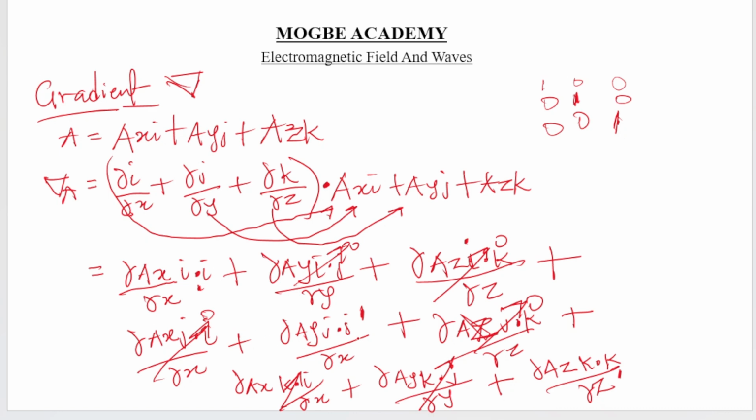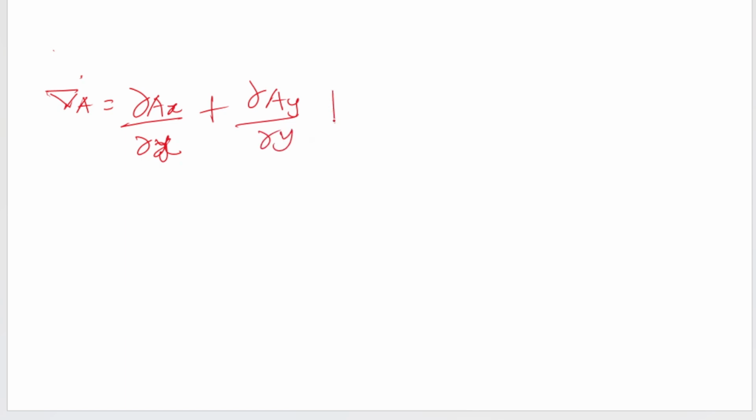So if you have your diagonals to be 1, you will simply have that your gradient of vector A will simply be partial AX divided by DX plus partial AY divided by DY plus partial AZ divided by DZ.